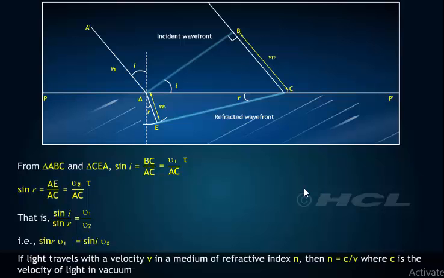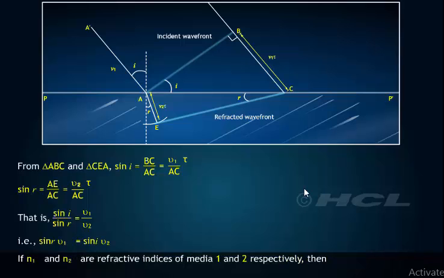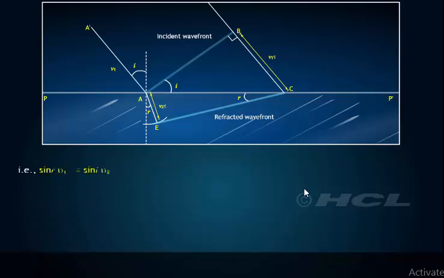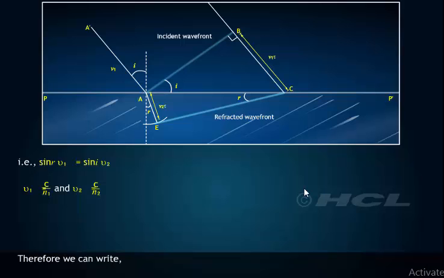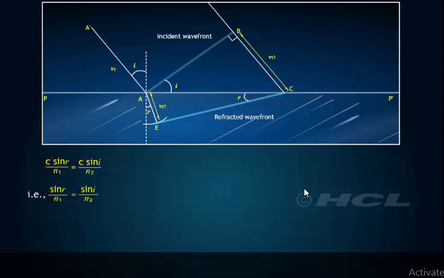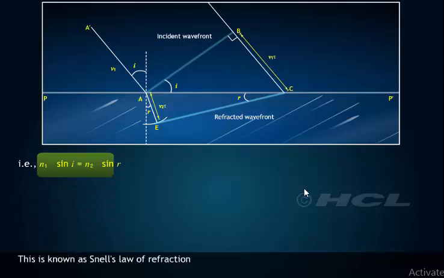If light travels with a velocity v in a medium of refractive index n, then n equals c by v, where c is the velocity of light in vacuum. If n1 and n2 are refractive indices of media 1 and 2 respectively, then v1 equals c by n1 and v2 equals c by n2. Therefore, we can write c sin r by n1 equals c sin i by n2. That is, sin r by n1 equals sin i by n2. That is, n1 sin i equals n2 sin r. This is known as Snell's law of refraction.